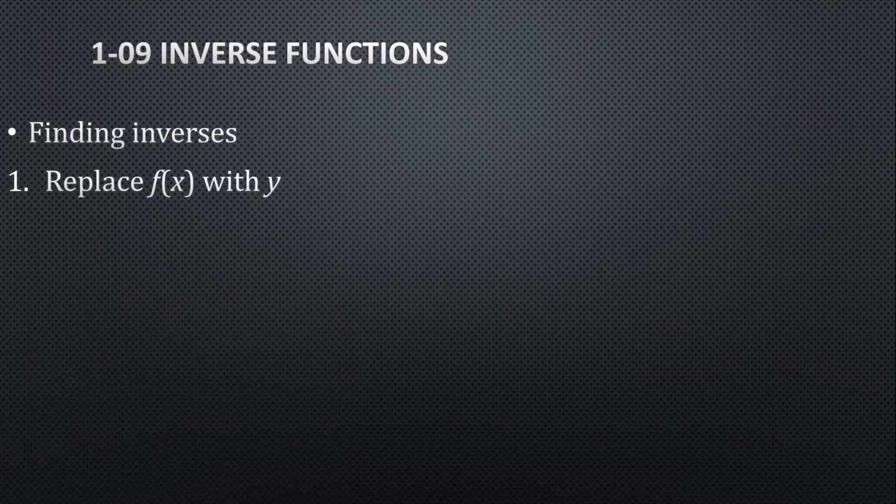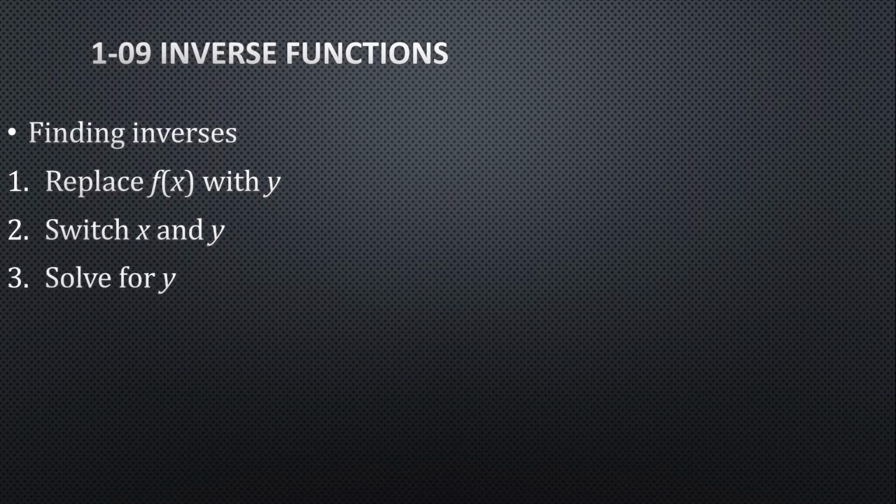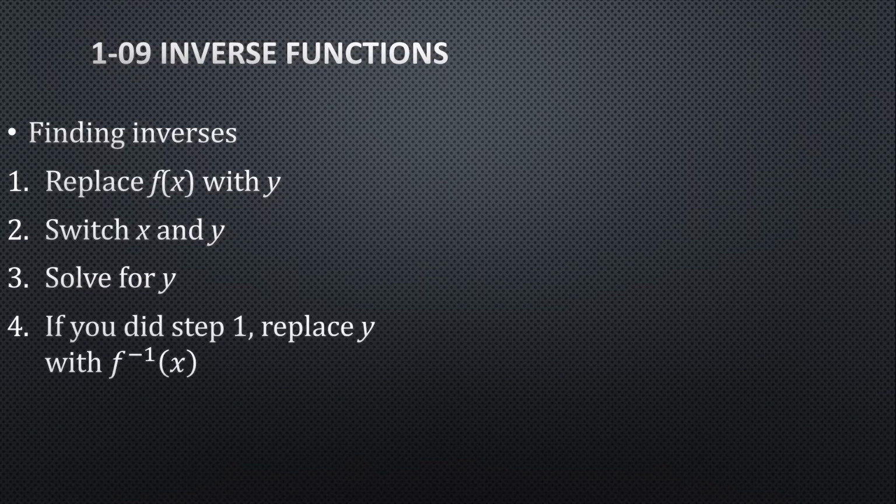So how do you find inverses? Well, if it's written as f of x in function notation, I replace that with y. Then you switch the x and the y, because that's what an inverse does, and you solve for y. And if it was originally written in functional notation, you end by writing it in functional notation by replacing the y with the inverse. This little -1 on the function name stands for inverse. So it's the inverse f of x.